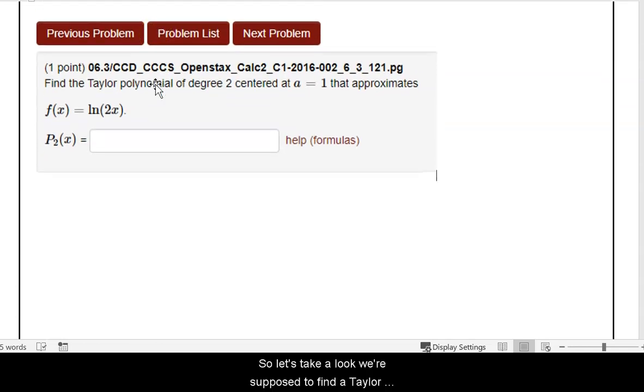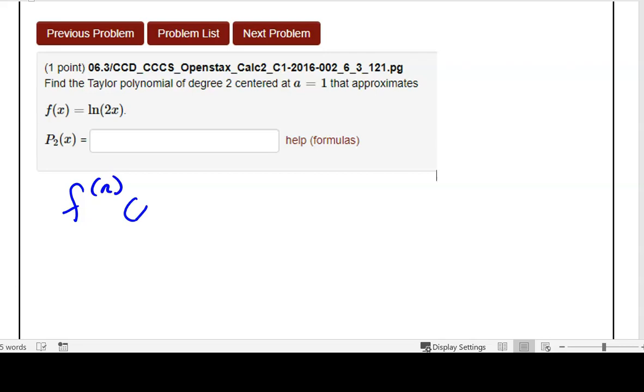We're supposed to find a Taylor polynomial of degree 2 centered at a equals 1 that approximates the natural log of the quantity 2 times x. So in order to do this, the first thing we need to do is find our nth derivative. And then on the other side, next to that, we will compute the nth derivative with the center plugged in. And in our case, the center is 1.